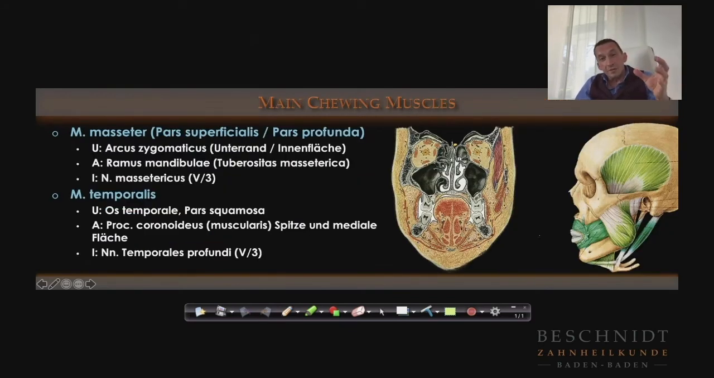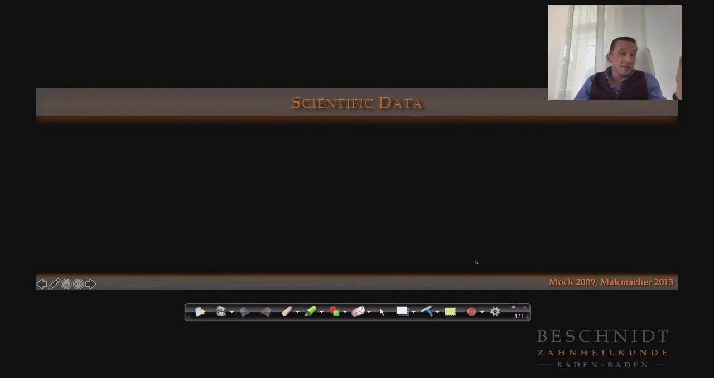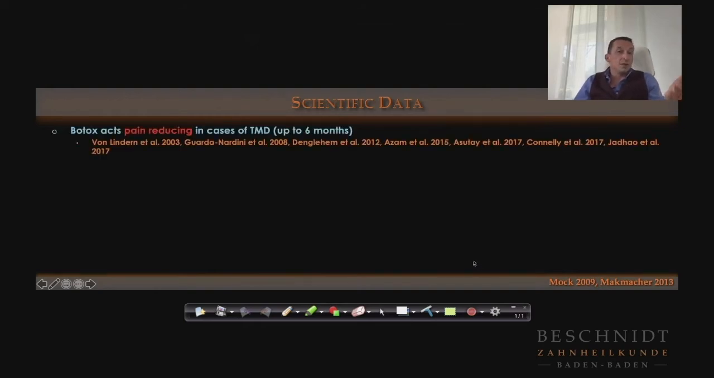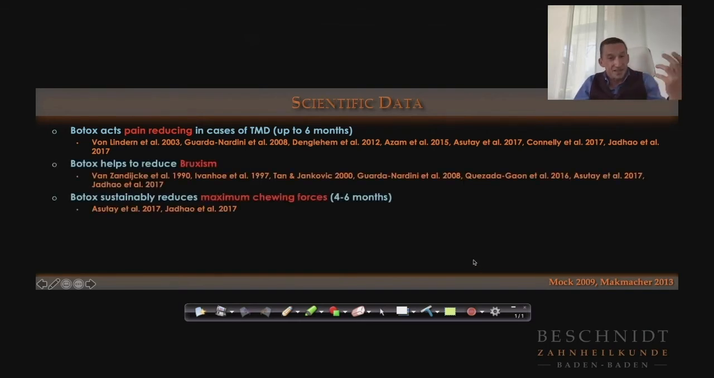We can get rid of this by weakening the main chewing muscles. And the main chewing muscles are the masseter and the temporal muscle. We do this with the botulinum toxin, shortly called Botox therapy. We know this from aesthetic medicine, but we can also use it in immediate loading cases. Look here. The scientific data shows Botox is pain reducing in TMD cases, but also Botox helps to reduce bruxism and also reduces the forces. So we can sustainably reduce maximum chewing forces up to 6 months. And we don't need it longer. We only need 6 months of reducing the chewing force.